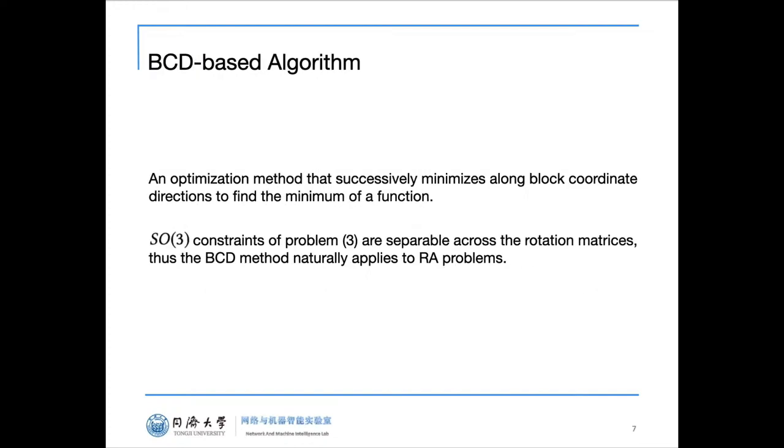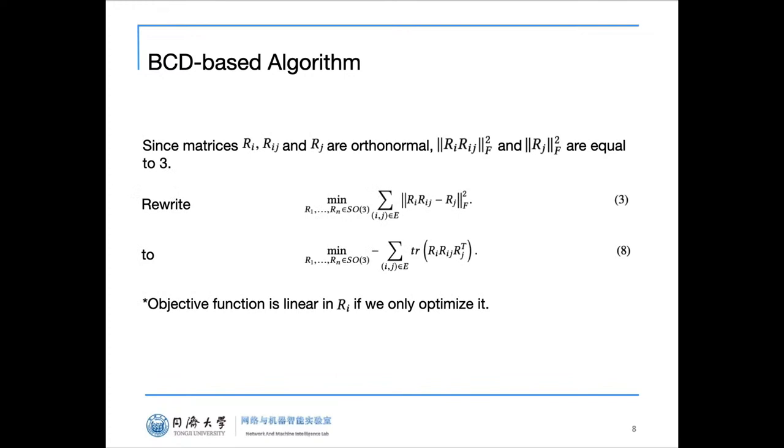BCD is an optimization method that successively minimizes along block coordinate directions to find the minimum of a function. It is observed that the SO(3) constraints of problem 3 are separable across the rotation matrices. Hence, the BCD method naturally applies to the rotation averaging problem. To develop an efficient BCD-based rotation averaging algorithm, we further simplify problem 3. Since the matrices I, R_ij, and R_j are all orthogonal, problem 3 can be equivalently simplified as follows.